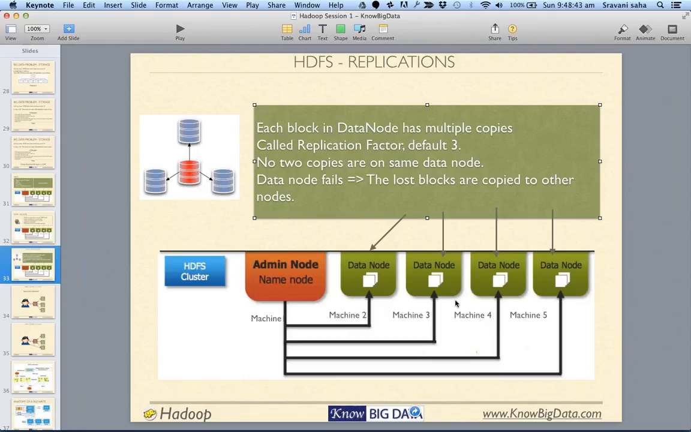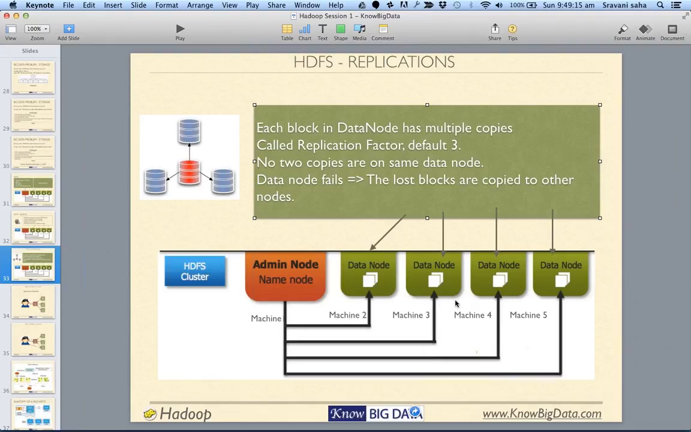Replication doesn't happen on the same machine. It doesn't make sense to replicate a block onto the same machine. Now, since each block will have three copies, it would look like a wastage of space. But the disk as such is quite cheap. So it is okay to have redundancy rather than data loss.